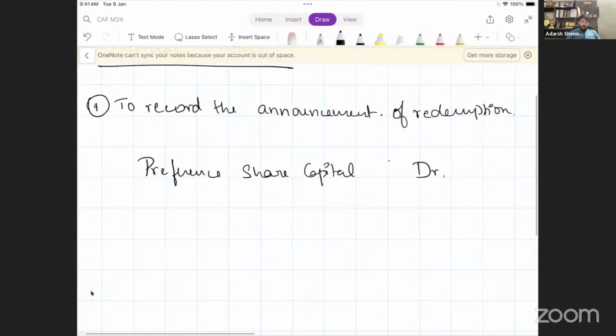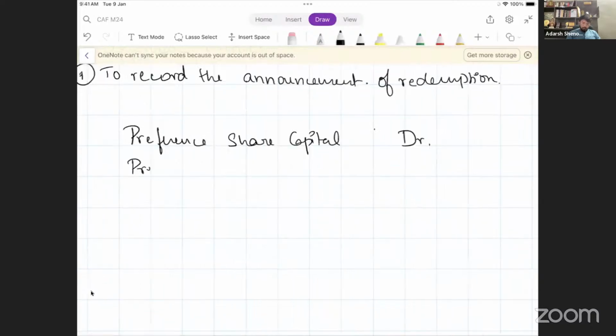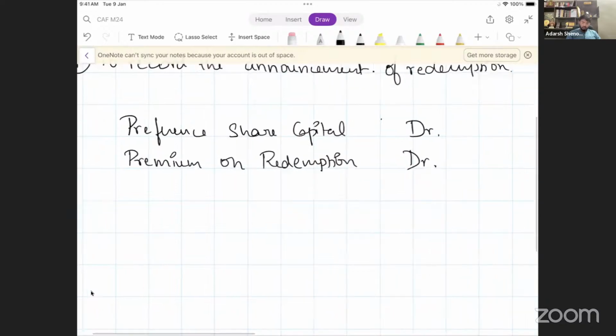If you're paying any premium, that premium is an expense for the company. So we will be debiting premium account as well. When there is an expense, we debit it. So premium on redemption account is also debited. To, preference shareholders. So the liability is towards the preference shareholders. Our liability towards the preference shareholders is increasing. So I am crediting the preference shareholders.